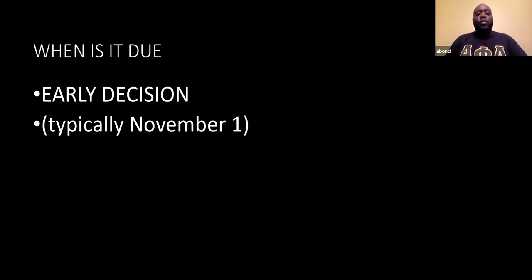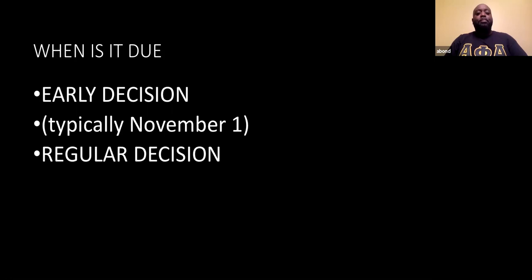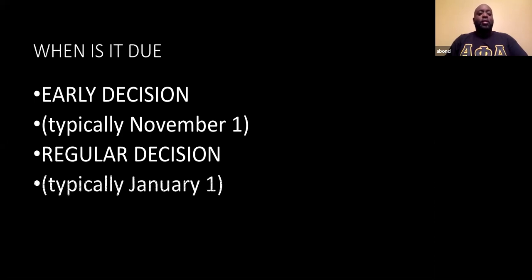Next thing you want to know is important. When is it due? Is it early decision, which is typically November 1st? Is it regular decision? Make sure that you know what that is. When are your dates? November 1st, January 1st. I usually tell people to get something and write down the different dates that are there.